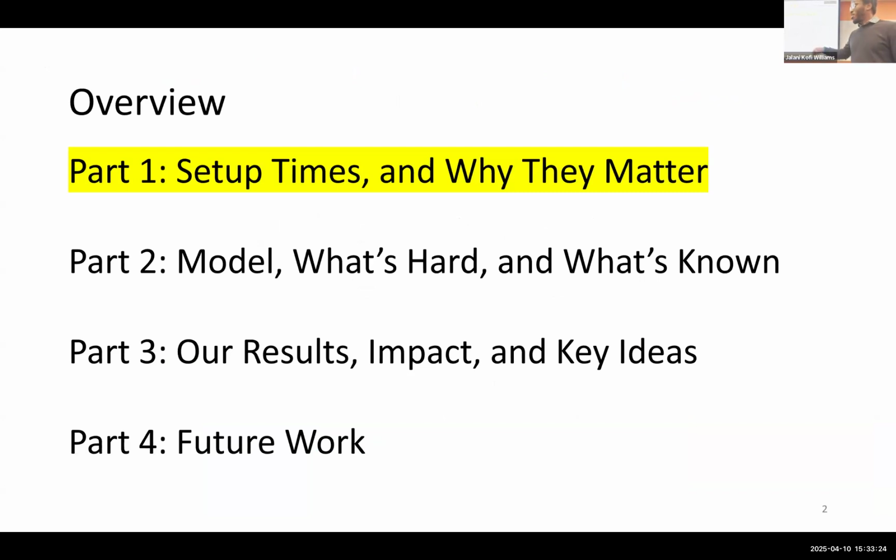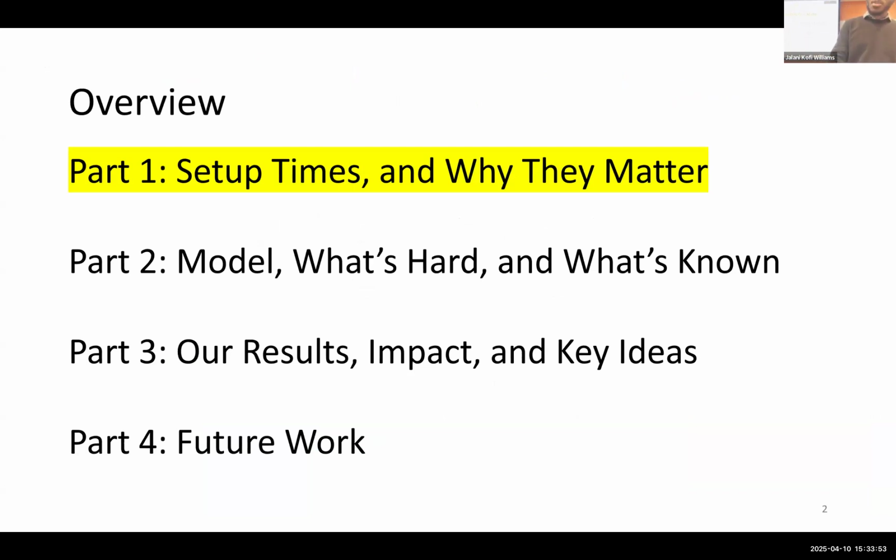I'm going to split the talk into 4 parts, as usual, if you've seen any of my other talks. The first part is just going to be a basic introduction to setup times. In the second part, we'll dive a little bit deeper into the problem setting that we're considering. In the third part, we'll talk about our results and the key technical challenges and ideas that allowed us to overcome those challenges. And in part 4, I'll very briefly describe some future work as well as the things that I'm interested in these days.